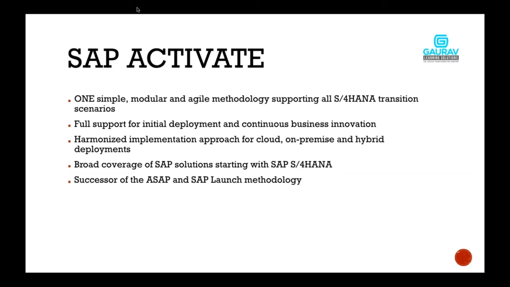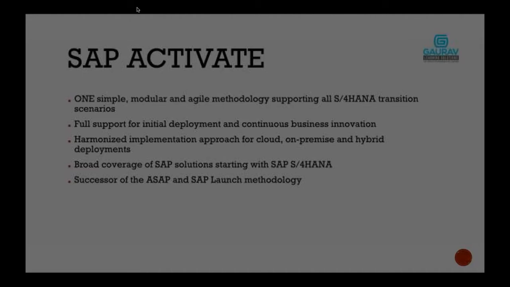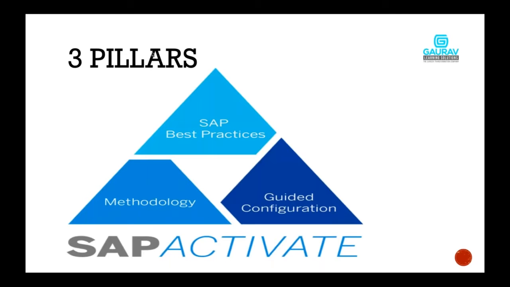Now, SAP Activate consists of three different pillars. See, the earlier approach was only the methodology. It was only providing the methodology, which has five phases. But when it comes to SAP Activate, it is not only the methodology. You can see there are three pillars. Methodology is one of those. A very important question from the interview or exam point of view: what are the three key pillars of SAP Activate? You have to remember methodology, best practices, and guided configuration.